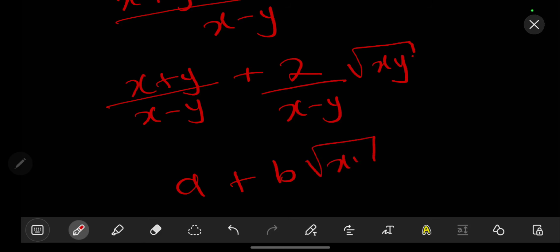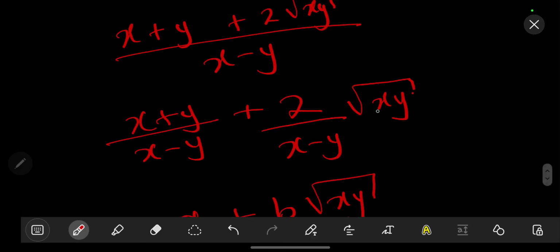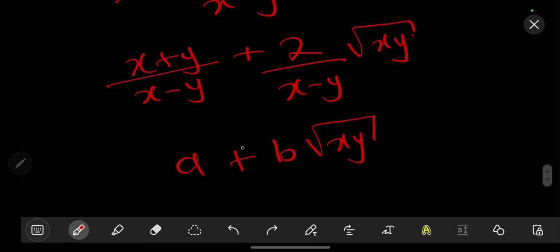Remember, they told us that we should express this in the form a plus b the square root of x plus y. This is why I have just put it separate. It's still okay if someone wrote it here to say the square root of our xy. It's still okay, but I've written it separate to express it in this form.